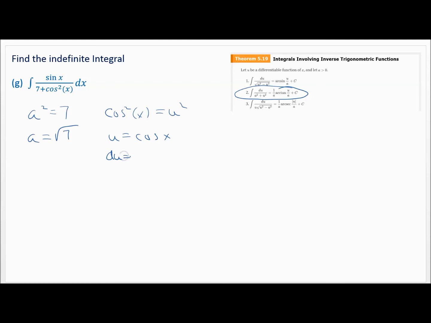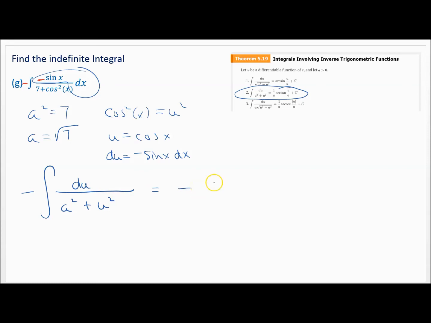And du, what's the derivative of cosine of x? Well, the derivative of cosine of x is negative sine of x dx, right? Well, look, we don't have a negative sine of x dx. We just have a sine of x dx. Can we fix that? Absolutely. We're just going to throw a negative inside and a negative out front to compensate. So what we have going on now is negative the integral. Remember, on top we have du. We've already established that. And on the bottom we have a squared plus u squared, which is definitely an arctangent.